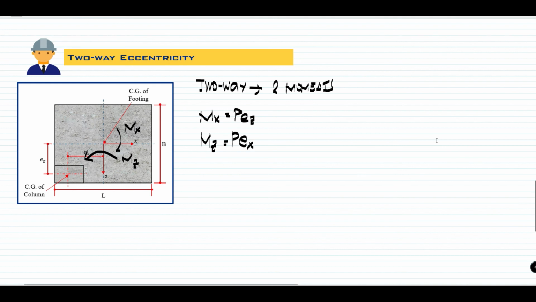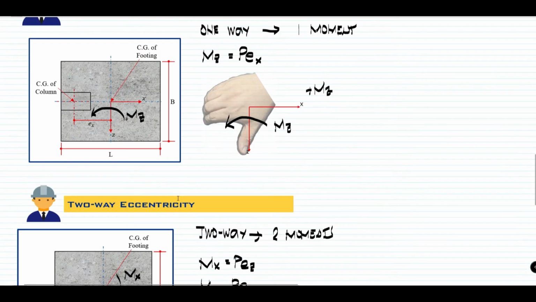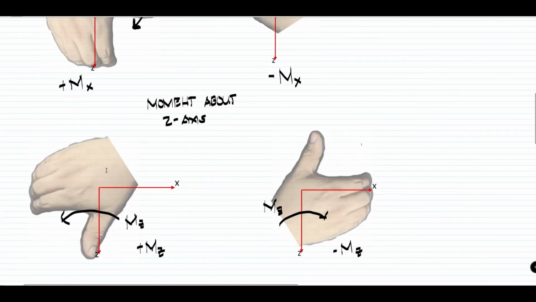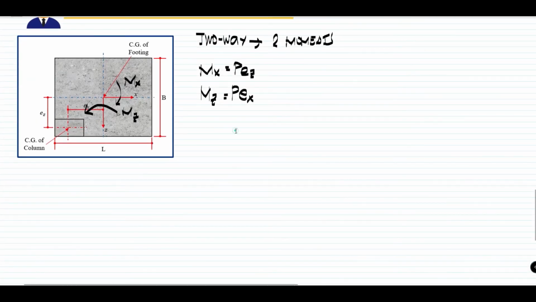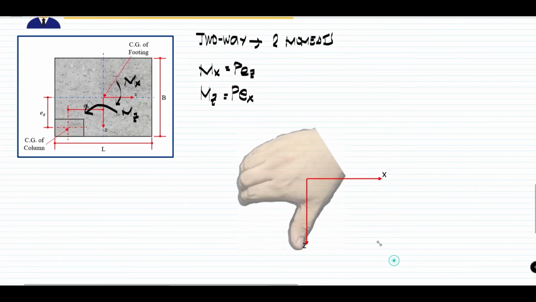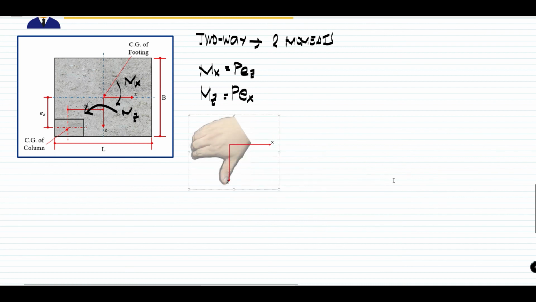So kung kukunin natin yung direction ng moments and also yung signs niya, so si Z is papunta ulit na pa ganun. So kung titignan natin yung samples natin kanina na figure, which is ito, using our right hand rule. So ito siya. So this is the moment about Z. So nag-rotate siya papaganyan. And this will cause a positive moment about the Z-axis.